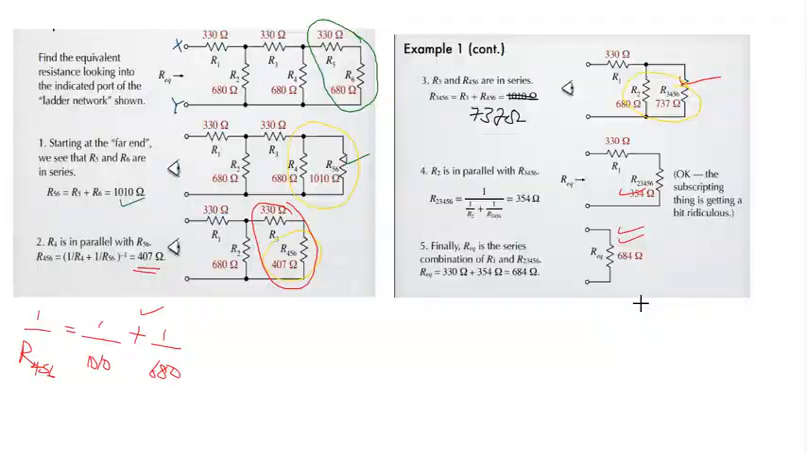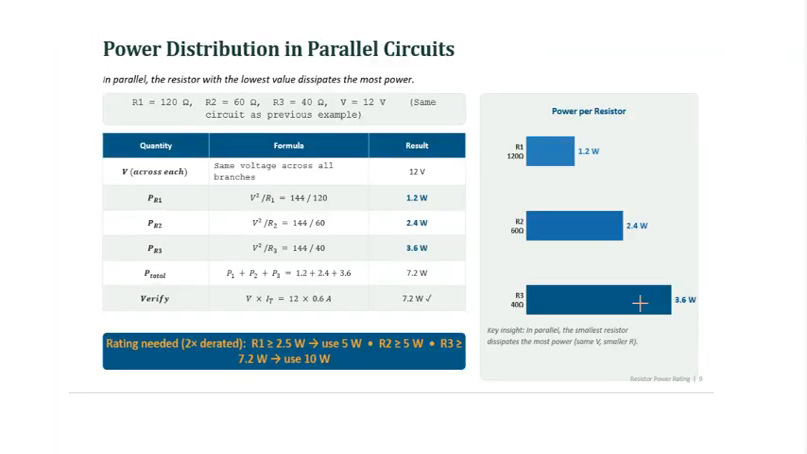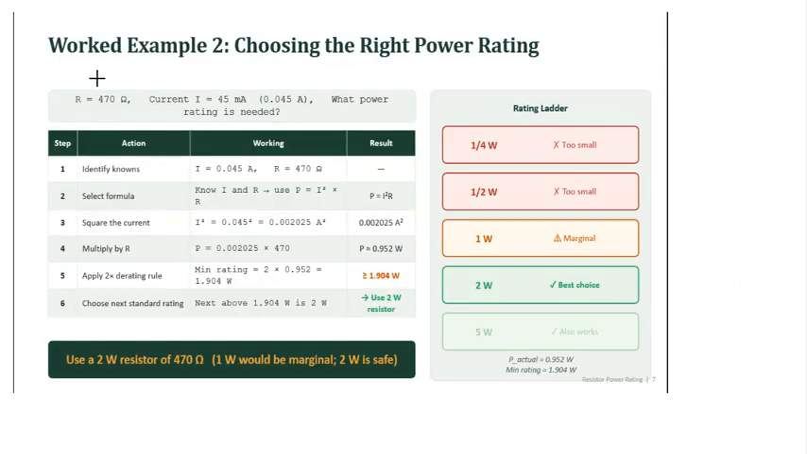So in this example, what we have here is a 470 ohm resistor, and the current that is going to be flowing through that circuit is equal to 45 milliamperes.